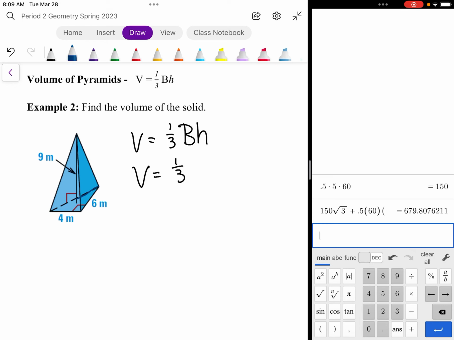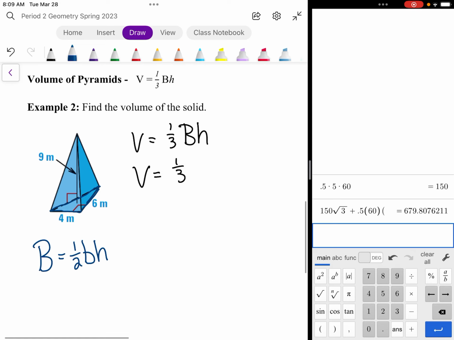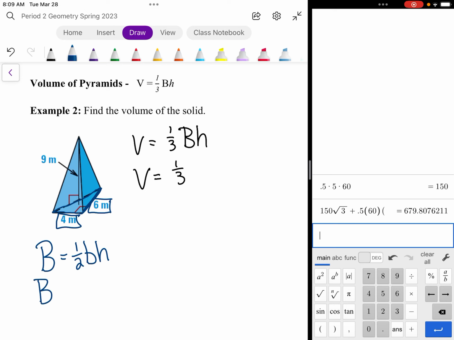This one, if we look, the base is a triangle. So the area formula for a triangle is 1/2 base times height. So in this triangle, it is a right triangle. So the base is going to be 4 of the triangle, and then the height is going to be 6. So we're going to take 1/2 times 4 times 6. And when we multiply that all together, it's going to come out to equal 12.